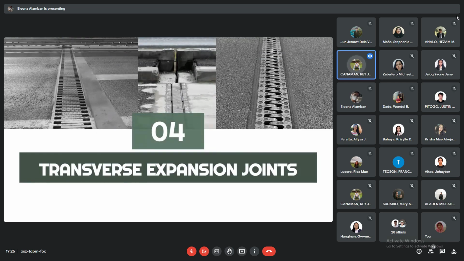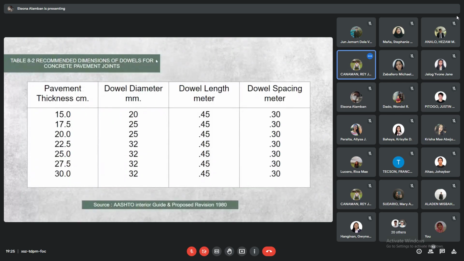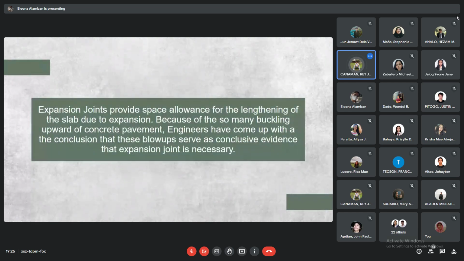So, good evening everyone. I am Roy Joshua Kanaman and let's talk about the transverse expansion joints, which is the continuation of our report. So, next slide please. Expansion joints provide space allowance for the lengthening of the slab due to expansion.